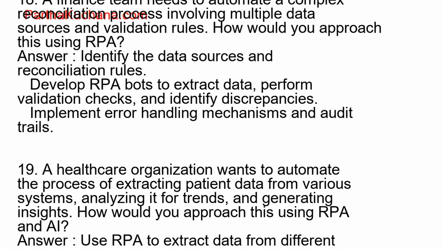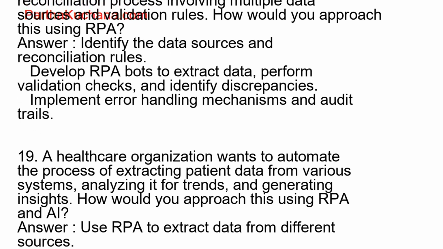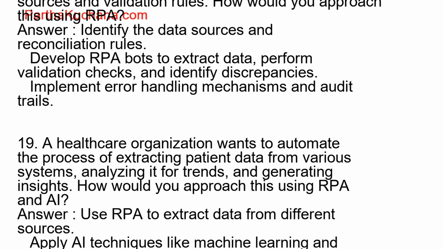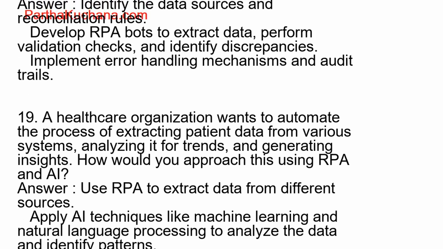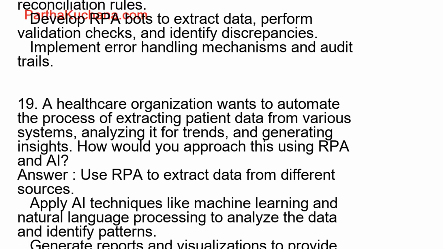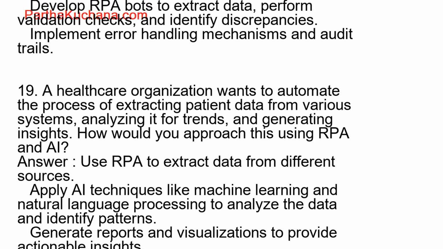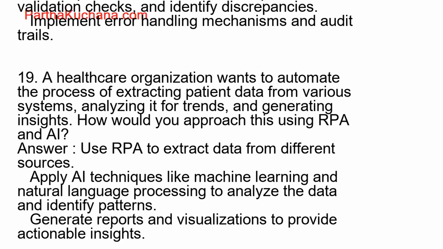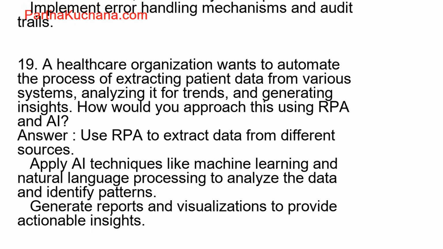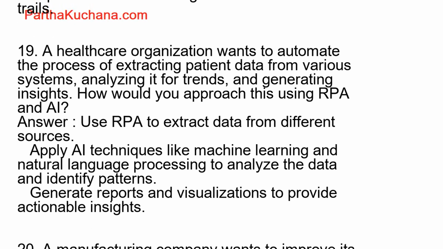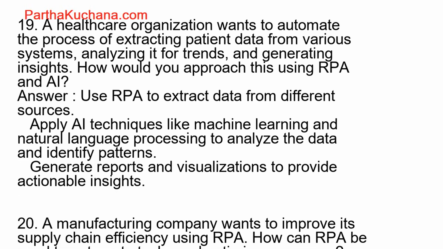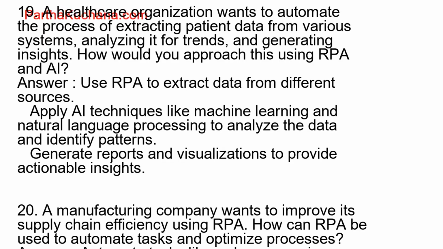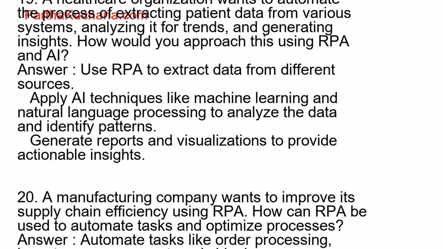21. What is the role of cognitive automation in RPA? Answer: Cognitive automation combines RPA with AI and machine learning to enable bots to handle more complex tasks, such as natural language processing and image recognition. 22. How can RPA be integrated with process mining tools? Answer: Process mining can help identify inefficiencies and bottlenecks in processes, providing insights for RPA automation.